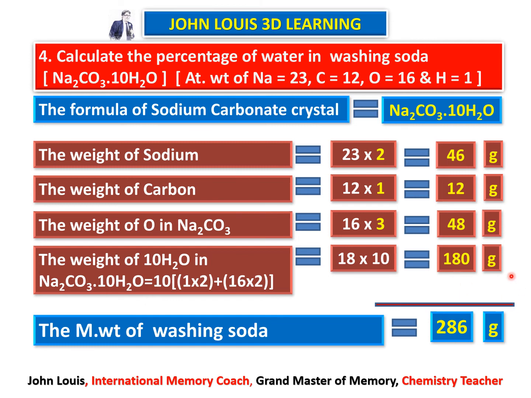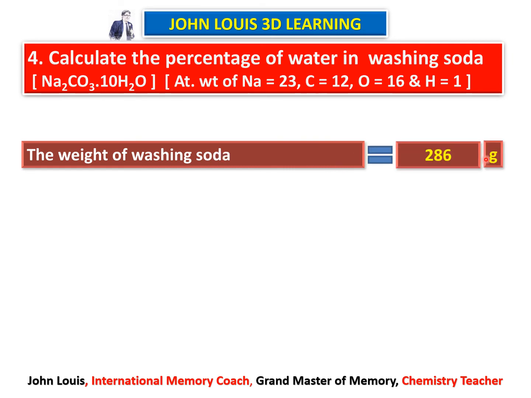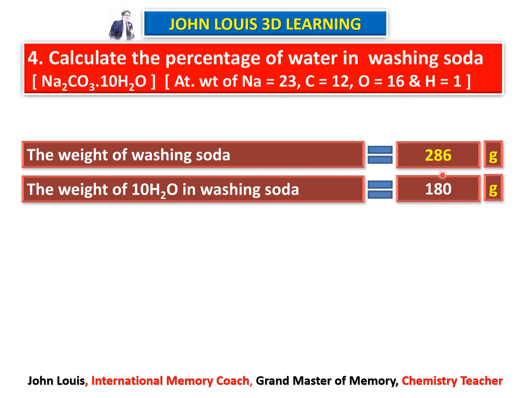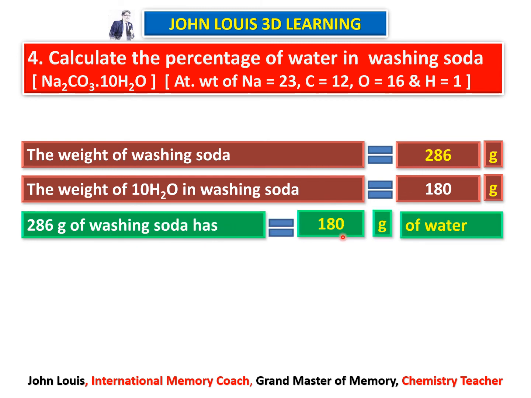Therefore, for 100, how much will that be? If you find out that, that will be the percentage of water in washing soda. So, what is the weight of sodium carbonate 10H2O? That is 286 gram. What is the weight of 10 water molecules present in it? That is equal to 180 gram. That means 286 grams of washing soda has 180 grams of water.